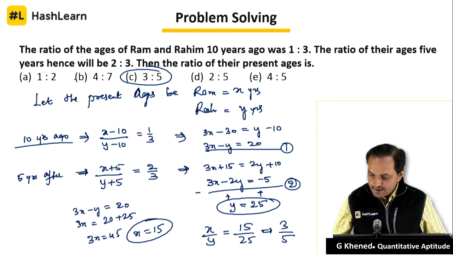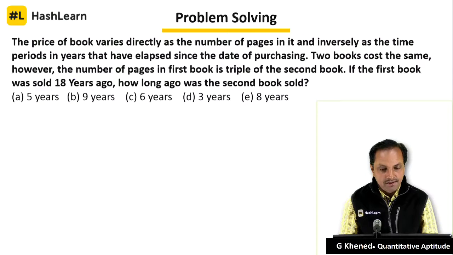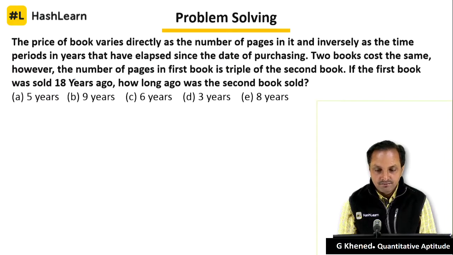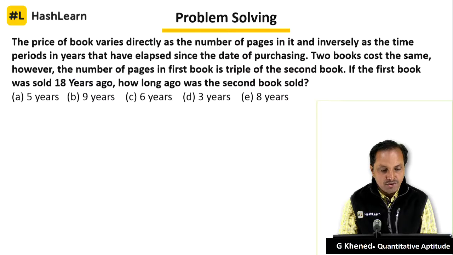Let us take an example. The price of a book varies directly as the number of pages in it and inversely as the time period in years that has elapsed since the date of purchase. The two books cost the same, however the number of pages in the first book is triple the second book. If the first book was sold 18 years ago, how long ago was the second book sold?